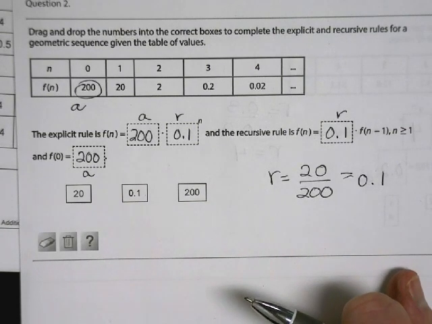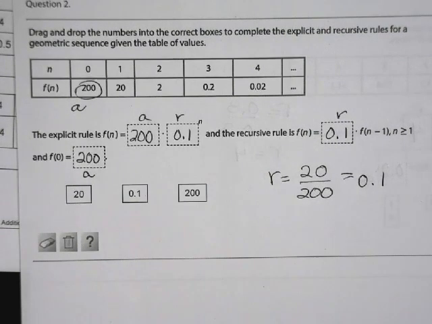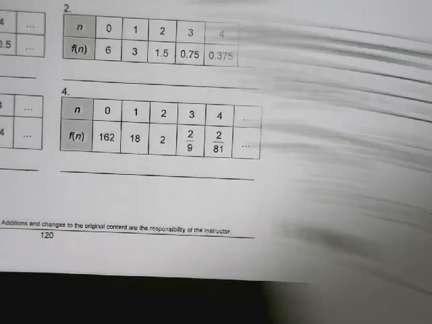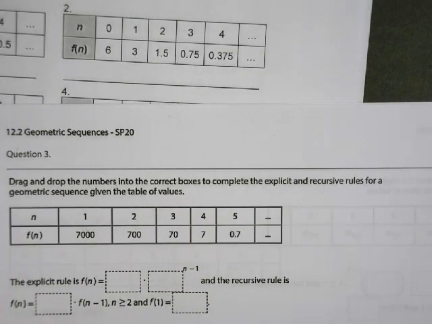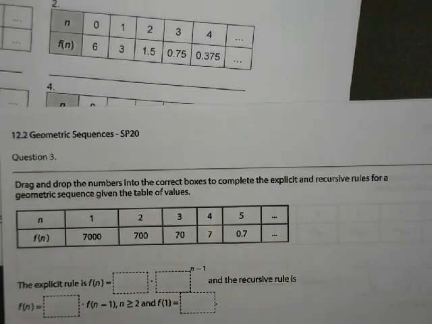So 200, 0.1, 0.1, 200. So it's A and R instead of A and D. See, relationships.